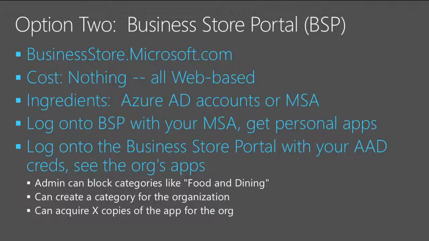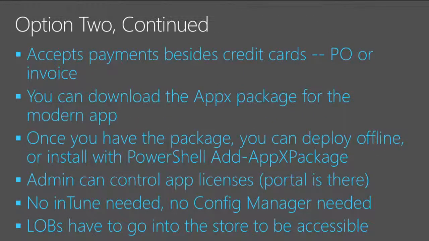So, here's the cool thing. The cool thing is you can now build a custom store and pre-purchase stuff, and you don't have to use a credit card. You can use checks and POs and stuff like that. So those are all good things. What's the next step? Okay. So I'm sorry, it accepts payments besides credit cards. You can download the AppX package, as I said. You can deploy it offline. No Intune is needed. No Config Manager is needed.